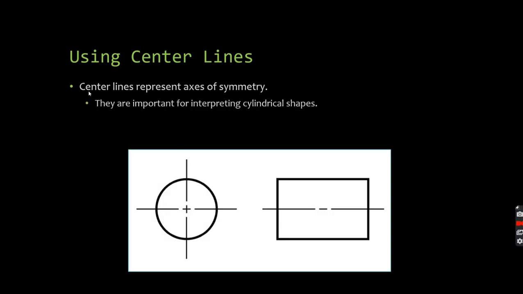Again, center lines represent axes of symmetry. They're important for interpreting cylindrical shapes. If you look at this right side view, it's hard to tell what it is. If we put a center line through there, we know that it's the center of this circle.